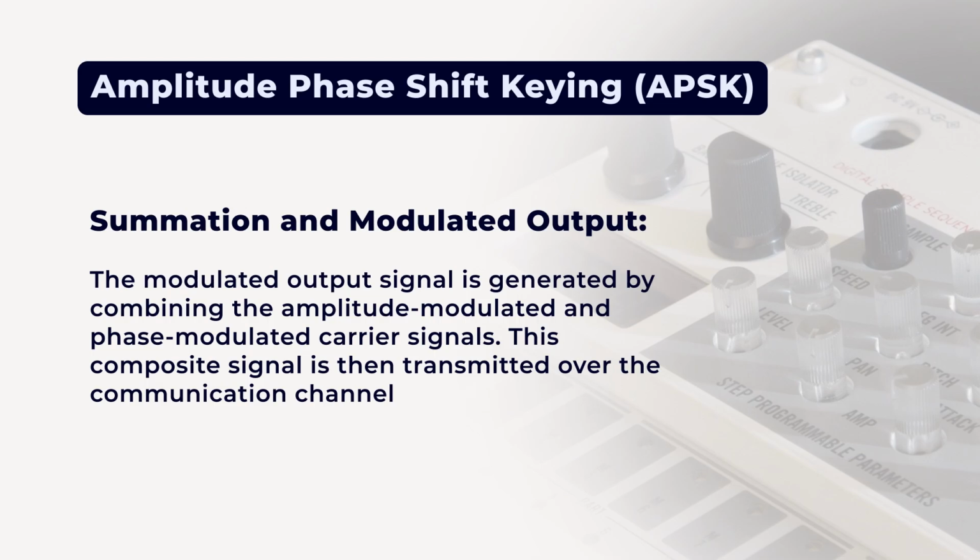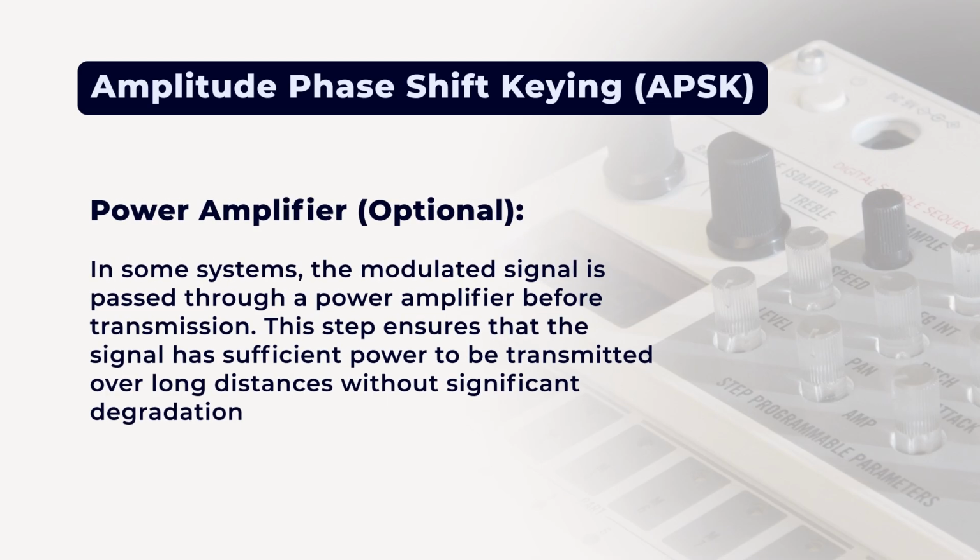This composite signal is then transmitted over the communication channel. Now next is the power amplifier, which is an optional block in the diagram. You can put it or you can remove it. It depends on the requirement. In some systems, the modulated signal is passed through a power amplifier before transmission. This step ensures that the signal has sufficient power to be transmitted over long distances without significant degradation.